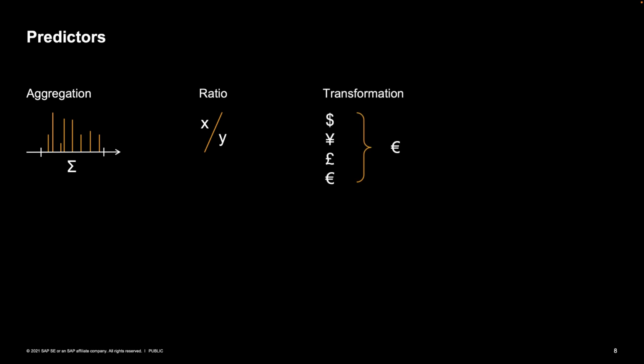The main ways to create information include creating aggregates, the time spent on the phone by the customer, for instance. Ratios, the percentage of domestic versus international calls. Transformations, we put everything in the same currency, for instance. Groupings, we group brands of phones, types of contracts, etc.